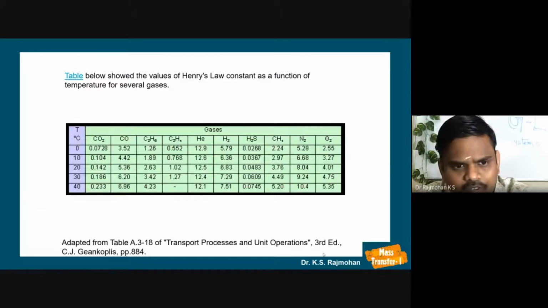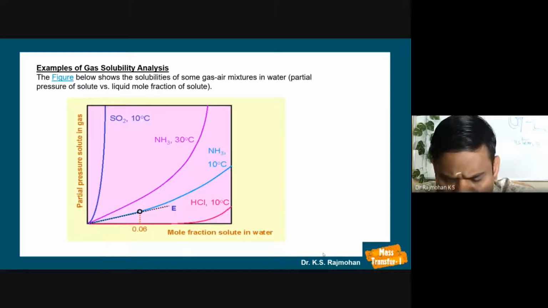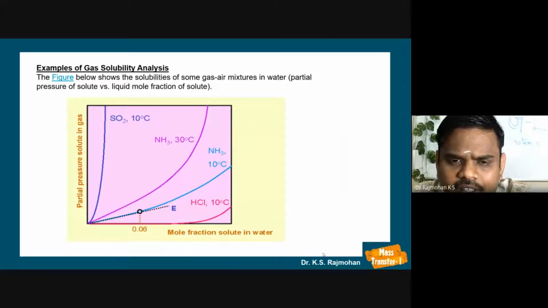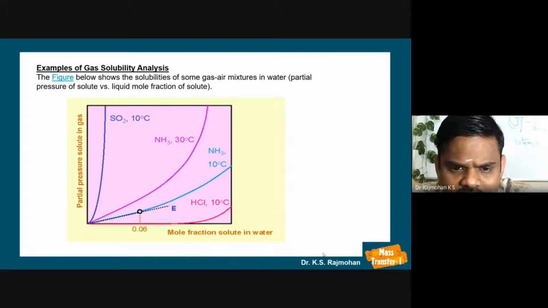Okay, so if you look at the solubility, gas solubility, it may be varying, because it depends upon the nature of the particular liquid also, gas liquid combination. Okay, for example, if you consider the solubility of the gas mixtures in water. Okay, so if you consider a partial pressure of a solute in the gas, if you see what is its mole fraction of solute in the water.